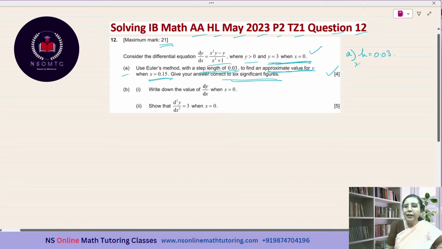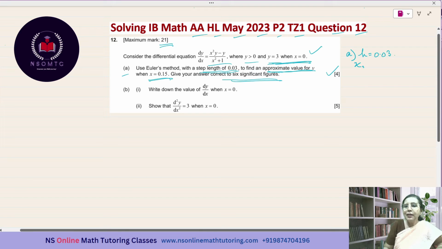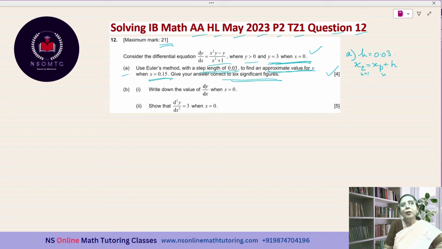But I am writing this as, it is written as x n plus 1 equal to x n and so on. But I prefer writing this as the current value of x will be equal to the previous value of x plus the step length, that is h. In place of c, you can write n plus 1, and in place of p, you can write n. That is there in the formula booklet, but I write this as the current value of x will be equal to the previous value of x plus h.